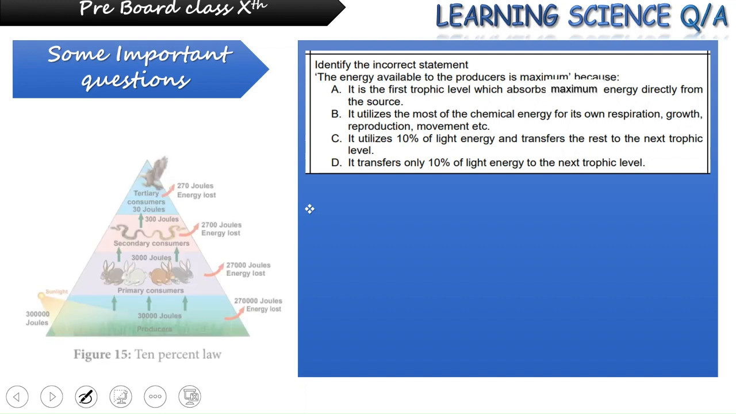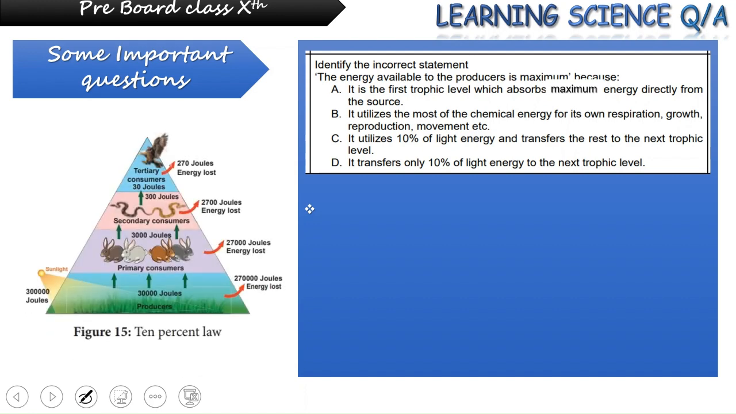Yes, this is true. Being the first trophic level, they are getting the maximum percentage of energy, because what they are getting energy from is the sun, which is the prime source of energy. The second statement says it utilizes most of the chemical energy for its own respiration, growth, reproduction and movement, which is also right. Whatever energy they are absorbing, a major part of it is utilized by the organism to maintain their own life processes.